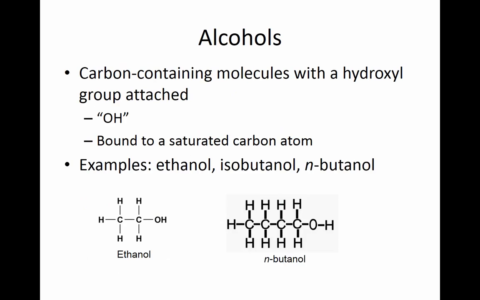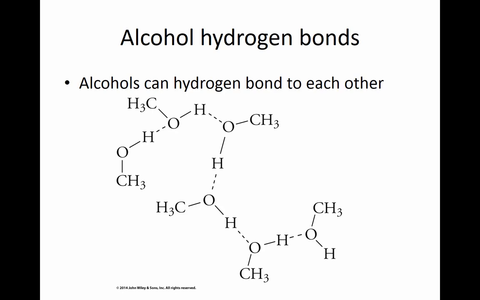Okay, so back to our chemical compounds here. We have alcohols, and these are important molecules in organic reactions. They are carbon-containing molecules that have a hydroxyl group attached, that OH at the end, like ethanol and N-butanol, and they're bound to a saturated carbon atom. A lot of common alcohols like ethanol, isobutanol, and N-butanol are in this category, and we'll see more of them as we go on.